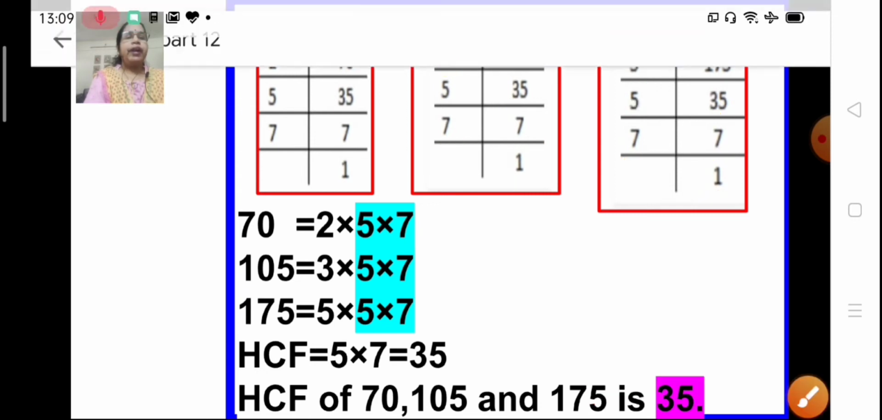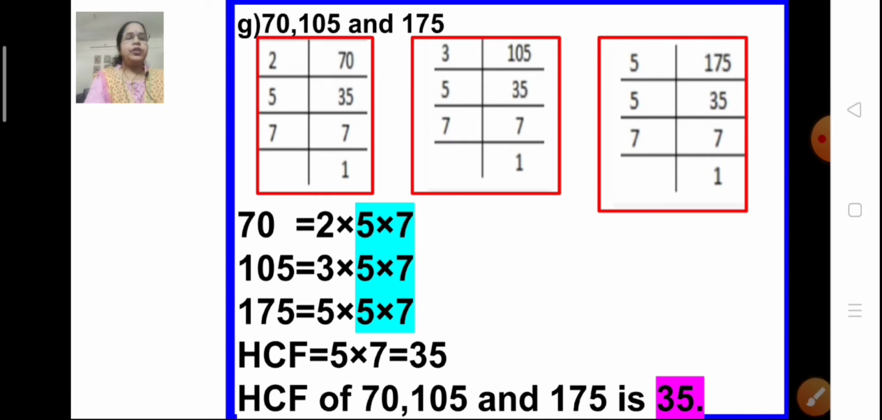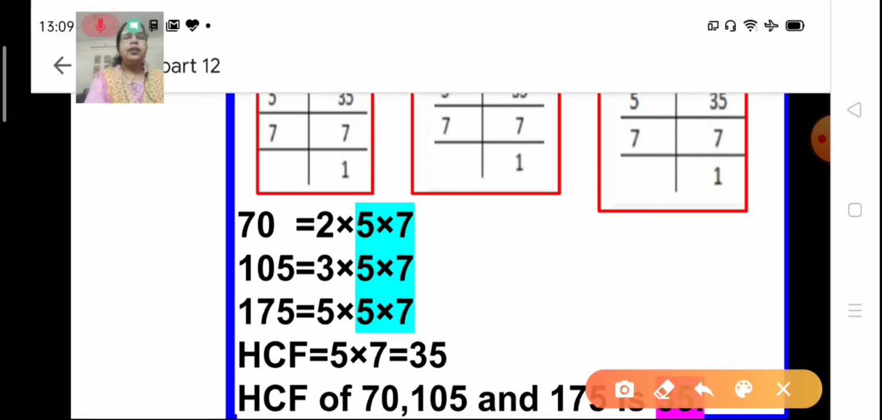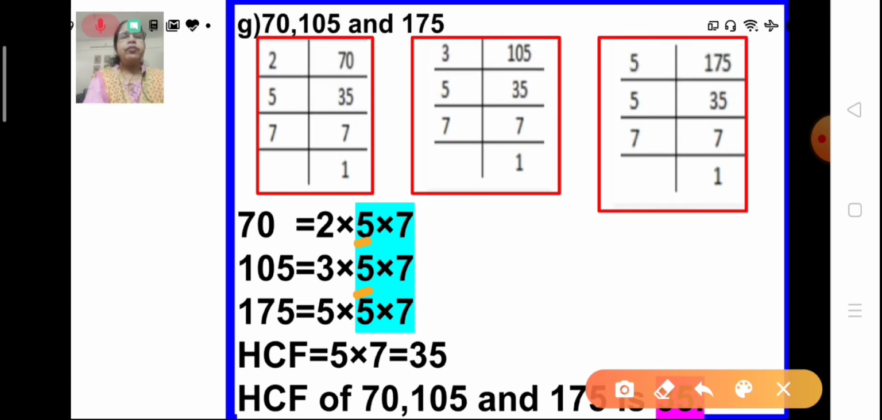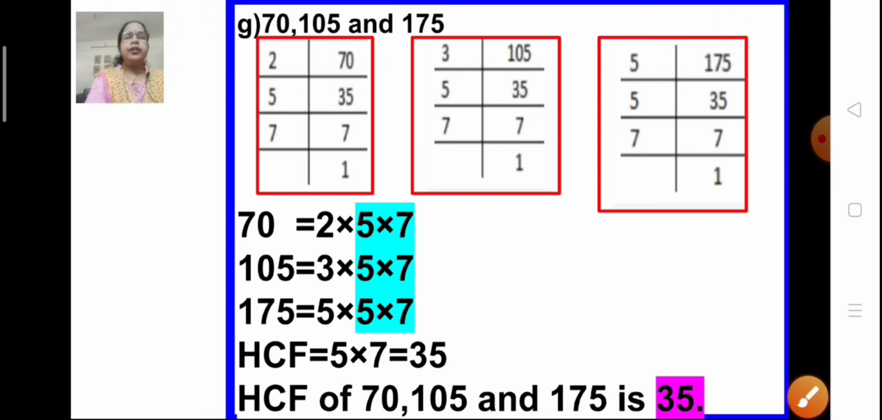Now let's find the common factors of these three numbers. So what are the common factors? They are 5 and 7. So 5 into 7 is 35. So what is the HCF of these three numbers, 70, 105 and 175? It is 35.